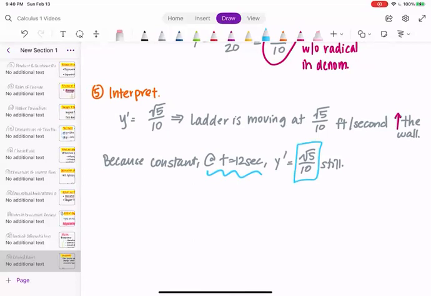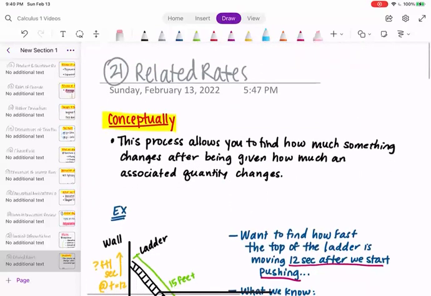So if you learned something from this video, please give it a like. This was, again, related rates, how we can find information about one value given how a value that's related to it in some way is changing, right?